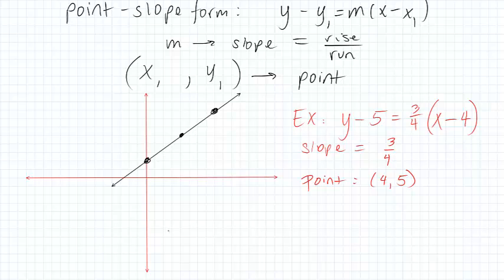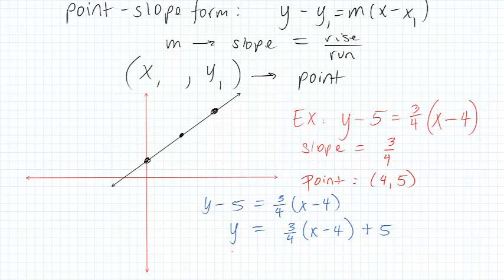If we wanted, we could take this example that we have and solve it for y. What would solving for y do? I'm going to add the 5 to both sides, and then I'm going to distribute the 3/4. And that's going to give me 3/4 x plus 2.